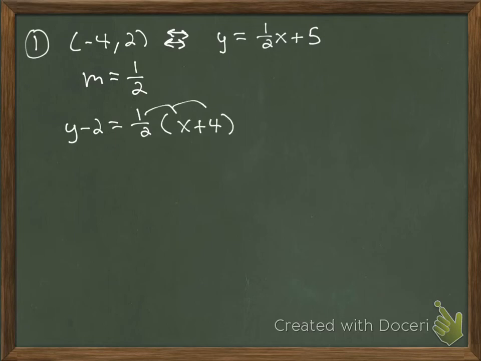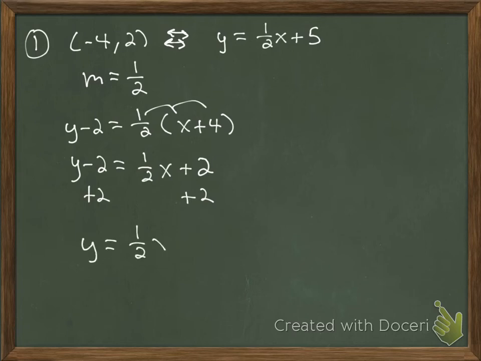Distribute my 1/2. y minus 2 equals 1/2 x plus 2. Add 2, add 2. y equals 1/2 x plus 4. Alright, perfectly parallel lines.